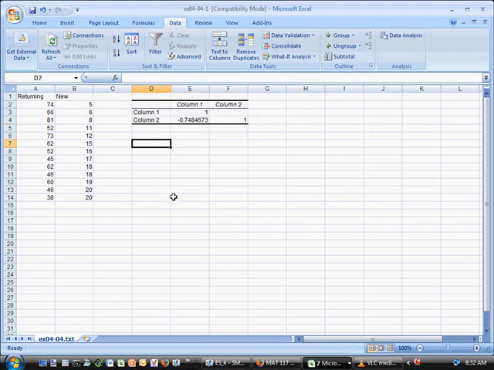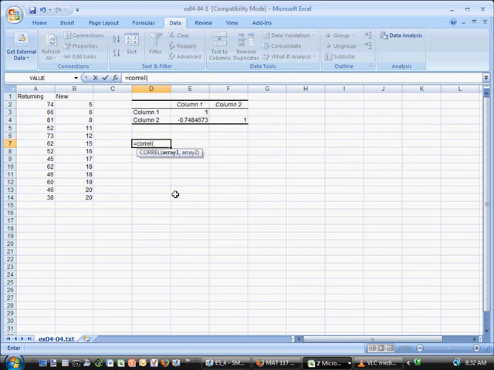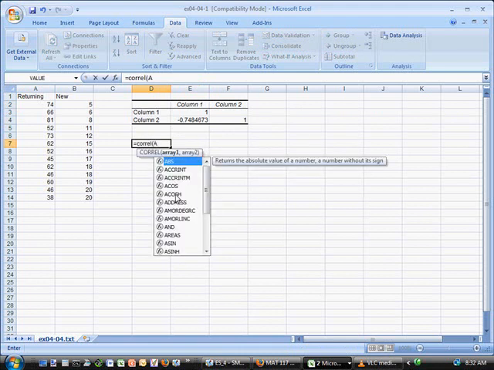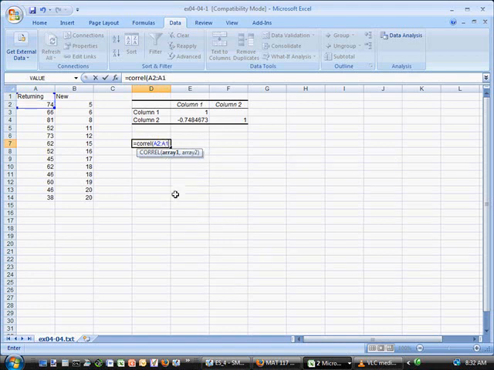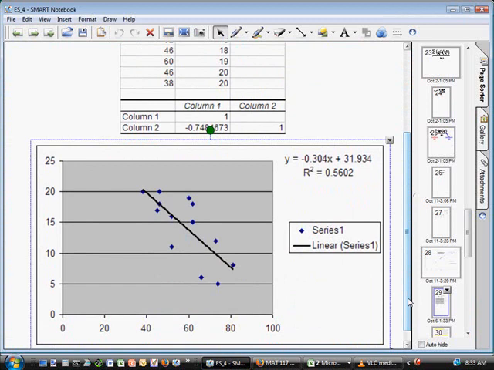Let's just do it the raw way. Equals CORREL, array 1, A2 to A14, array 2, B2 to B14. Close parentheses. Yep. See how we got the same number? Okay. Correlation. And this is what a negative 0.748 looks like in correlation.